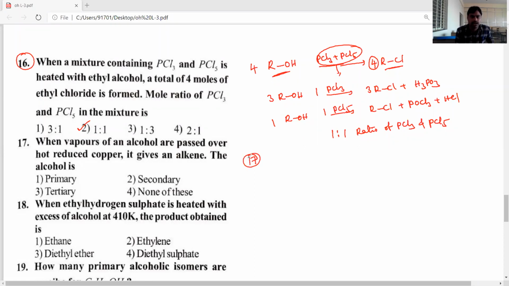The vapors of an alcohol are passed over red hot copper tubes to produce alkenes. See, primary alcohols passed through copper tubes produce aldehydes. Secondary alcohols produce ketones.